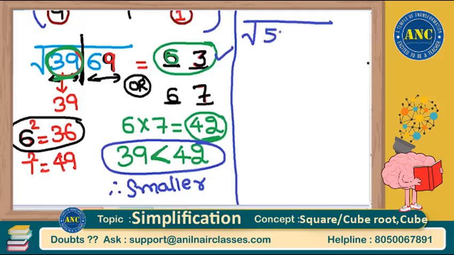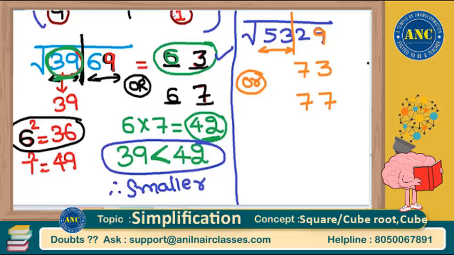Square of 5329. Step number 1: put a slash after 2 places. It is ending with 9, so the answer should end with either 3 or 7. Step number 2: this leftmost part, 53, lies between 7 square, 49, and 8 square, 64. 7 is the smaller number. Answer is either 73 or 77.